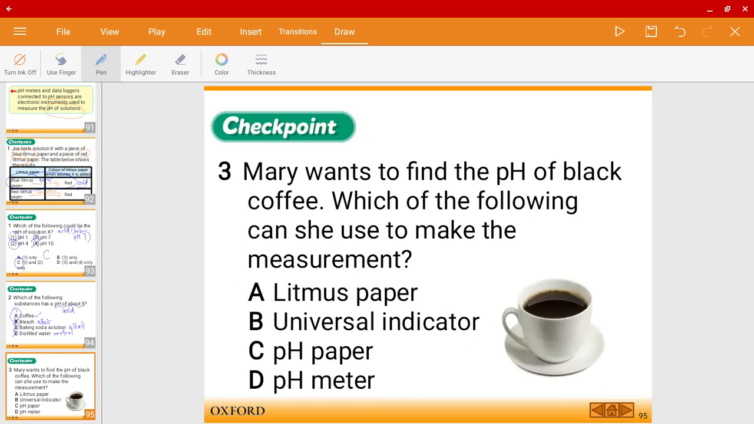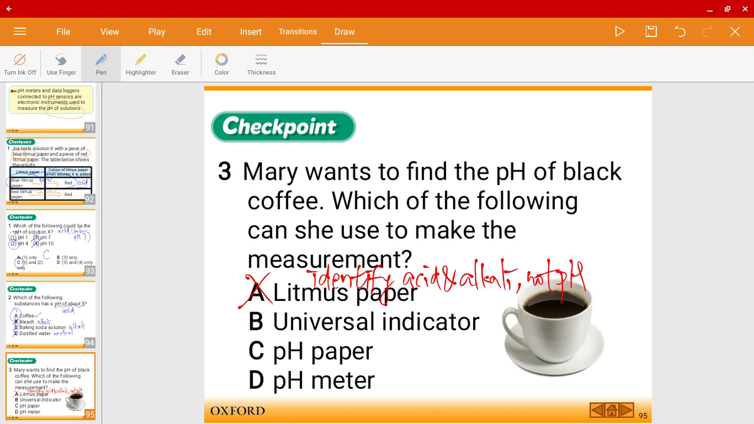Let's look at question 3. Mary wants to find the pH of black coffee. Which of the following can she use to make the measurement? So you have 4 options. Let's look at option A, litmus paper. Can litmus paper find the pH? No, it cannot. It only helps us to identify acids and alkali, not the pH. So it can't help us to find pH.